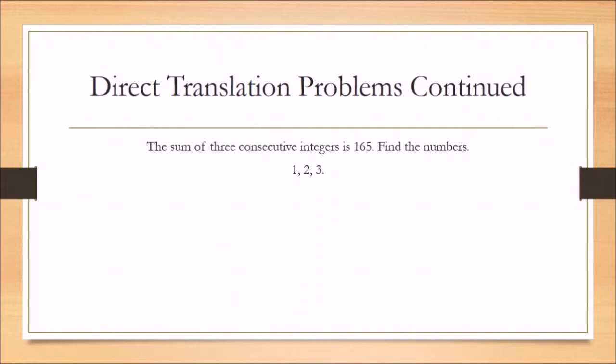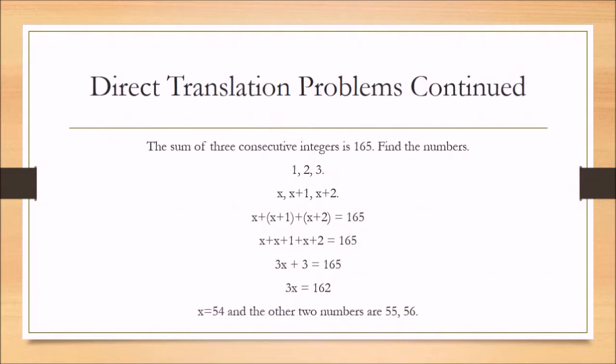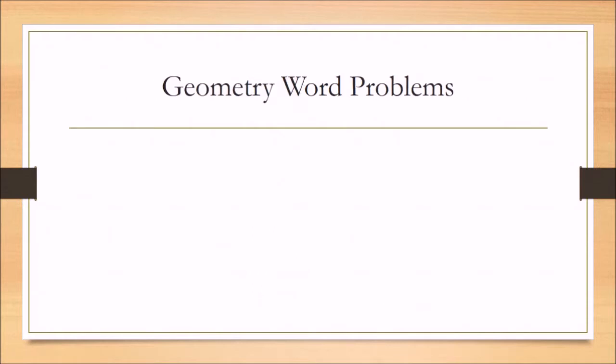We can put this as an equation by letting the first number be x, the next number be x plus 1, and the last number be x plus 2, and those would be 3 consecutive integers. The sum of those is supposed to equal 165. From here we simplify by taking out the parentheses, combine like terms, take away 3, and then divide by 3 to get x equal to 54. So the other 2 numbers are 55 and 56, since they're consecutive.